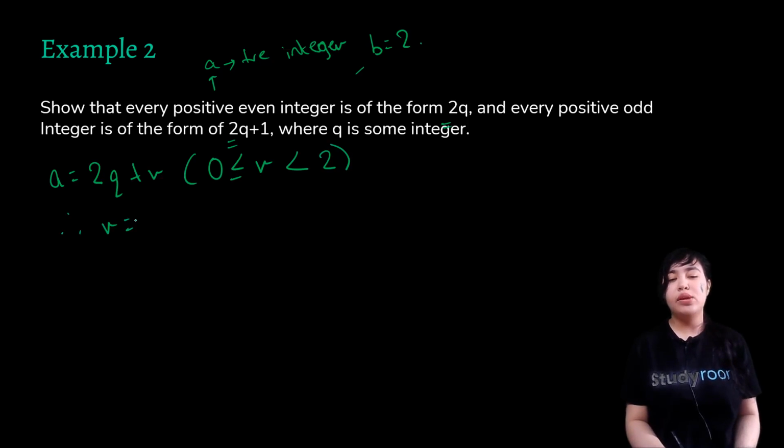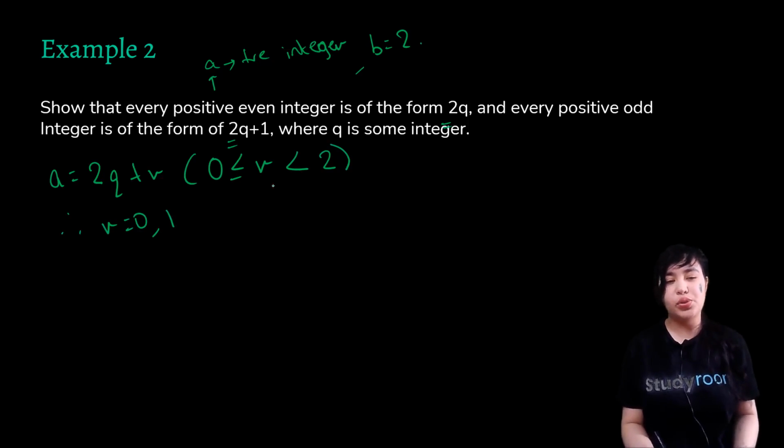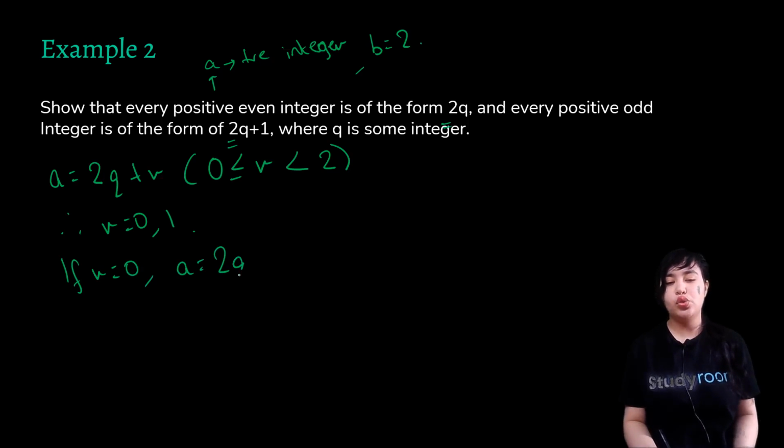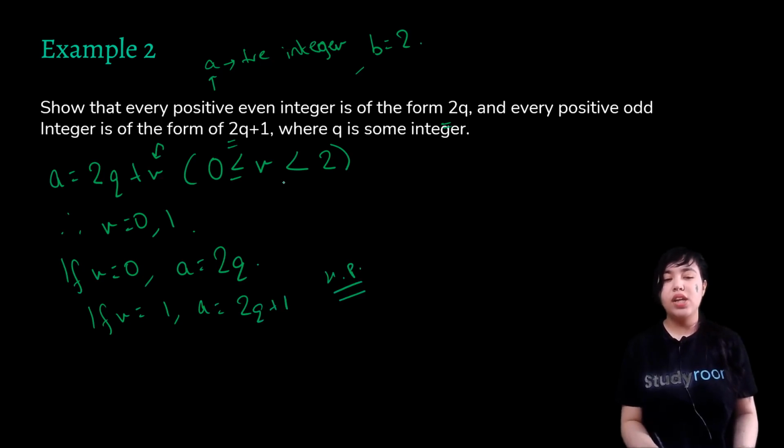Therefore, r can be equal to 0 or 1 but not 2, because here we do not see an equal to sign. So if r is equal to 0, we get a is equal to 2q. You simply substitute this value of r in this equation. And if r is equal to 1, we get a equal to 2q plus 1. That's it, hence proved. Because for every positive integer a, if it's even, it is of the form 2q.